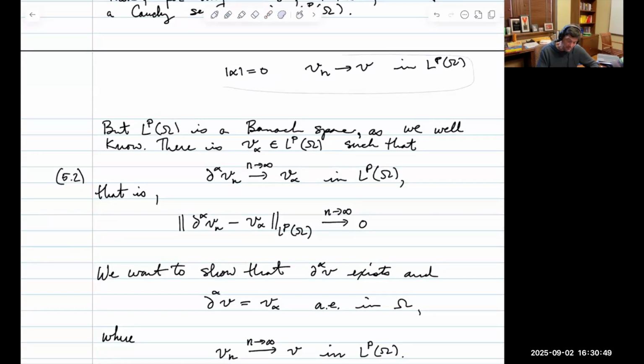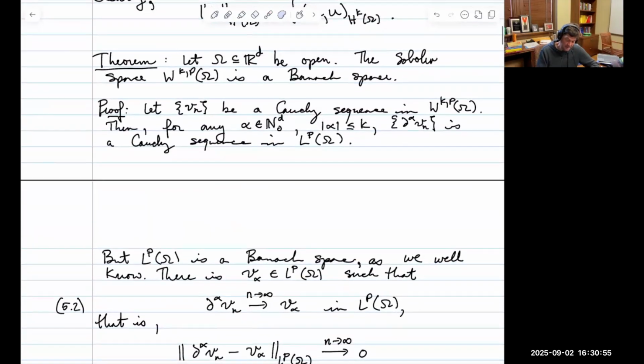So what do I want to show in order to demonstrate that this is a Banach space? I need to show that every Cauchy sequence converges to a function in that space. What does it mean for it to have converged to a limit point in this space? If I say Vn converges to V in WKP, that means, in particular, this function V has to be a WKP function. It has to have certain partials.